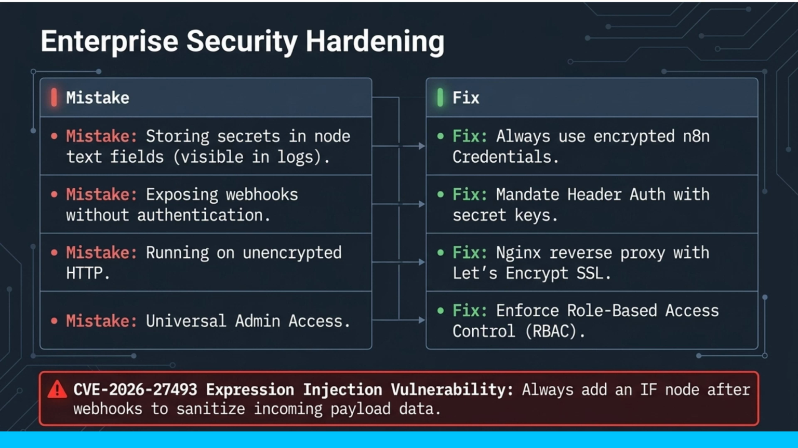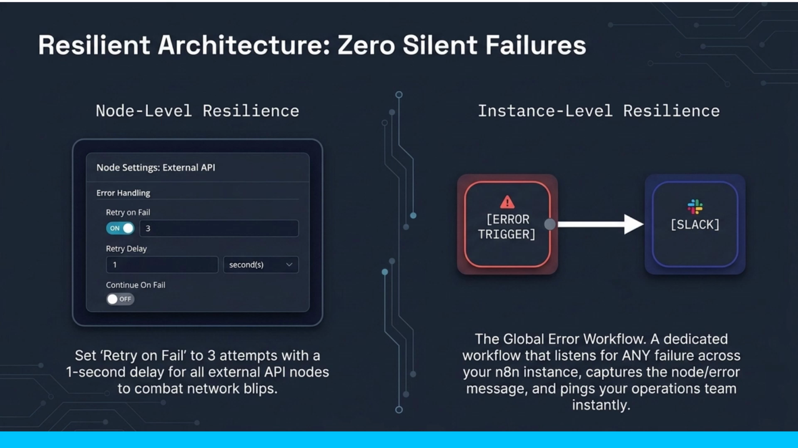And at the bottom of this slide, CVE-2026-27493. Expression injection. Always add an if node after every webhook to sanitize incoming data before it reaches anything else. Reliability means designing recovery before you need it.